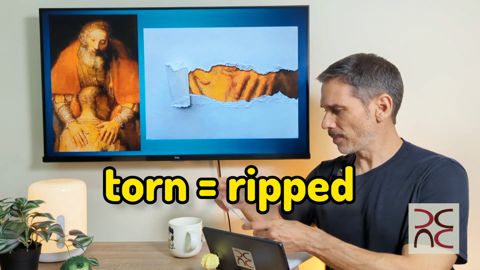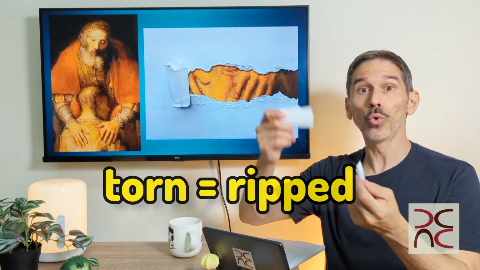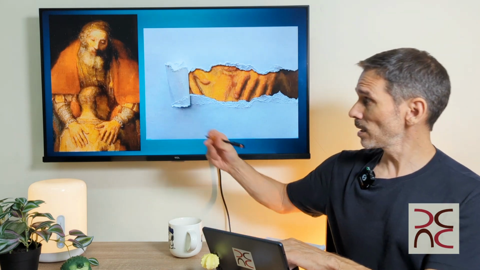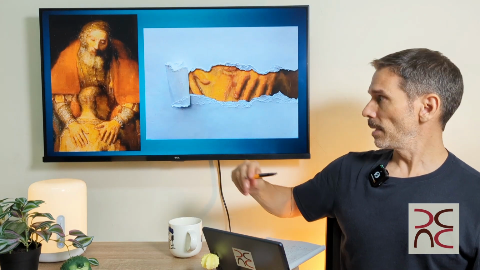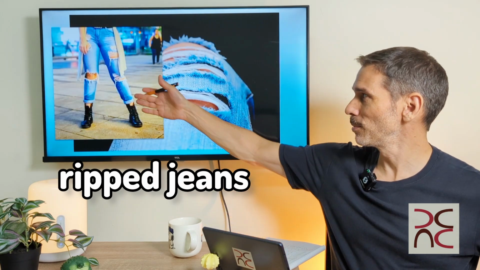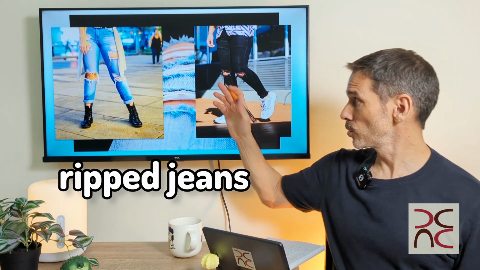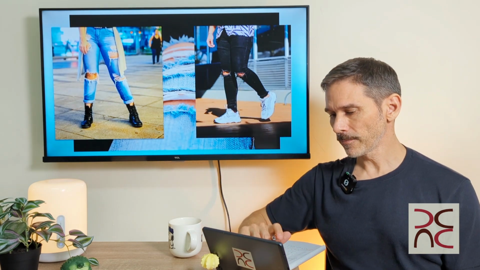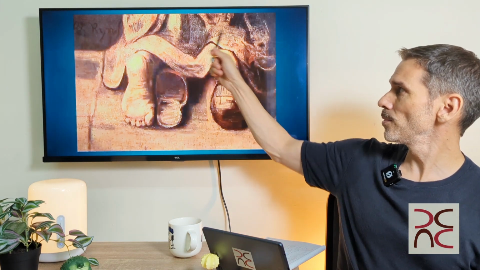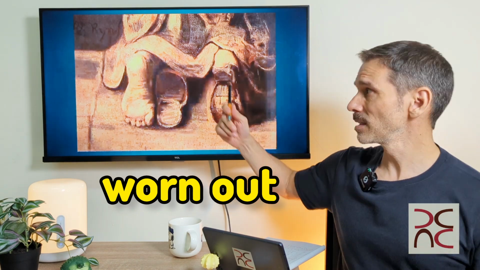If something is ripped, it's like ripped paper, right? Torn paper. You could say the same thing, torn or ripped. His clothes are ripped. Maybe you have ripped jeans. It's a fashion, right? For some people, this is what they want. They want to have ripped jeans or torn jeans. But the prodigal son did not. His clothes are worn out. They're old. They don't look nice.